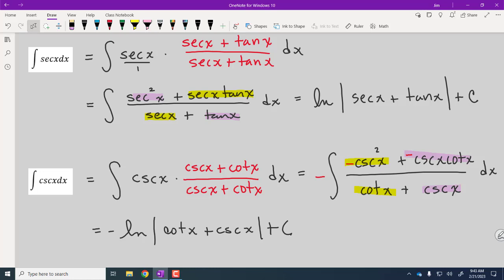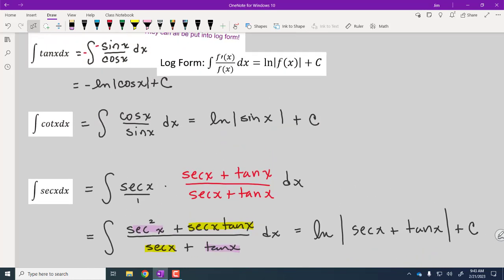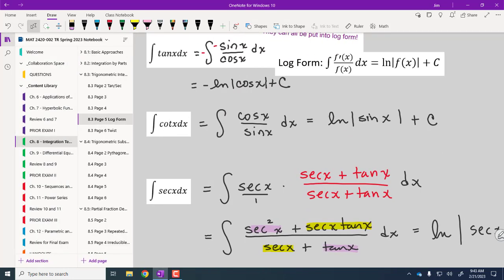Any other questions? Okay, so all 4 trig functions other than sine and cosine integrate to logs. Lots of logs.